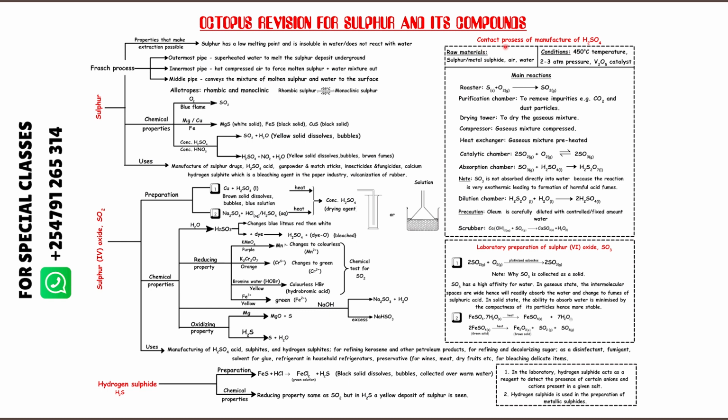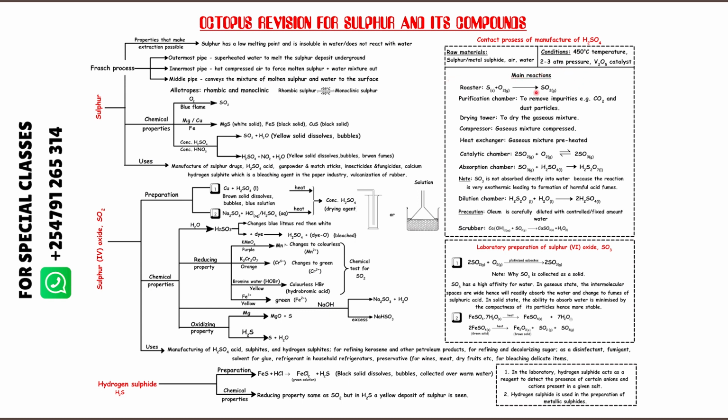Then we continue to the contact process, whereby we are going to talk about sulfuric acid. Sulfuric acid, we have the raw materials. The raw materials in the contact process are sulfur, metal sulfide, air, and water. But the main ones are sulfur or metal sulfide, and air. Then the conditions are a temperature of 450 degrees Celsius and 2 to 3 atmospheres. Then we have vanadium 5 oxide as a catalyst, but you can also use platinum. But we preferably use vanadium 5 oxide because it is cheaper and not easily poisoned by impurities.